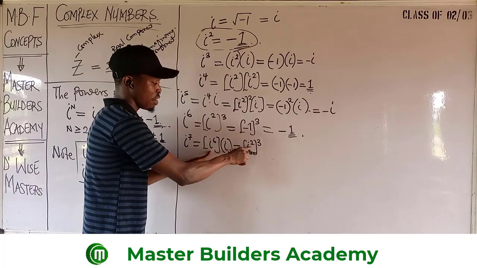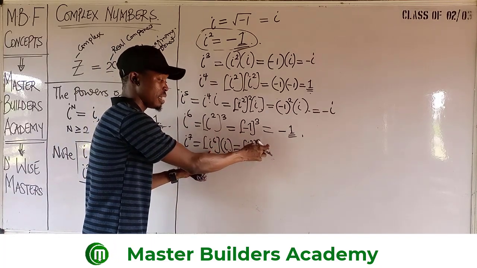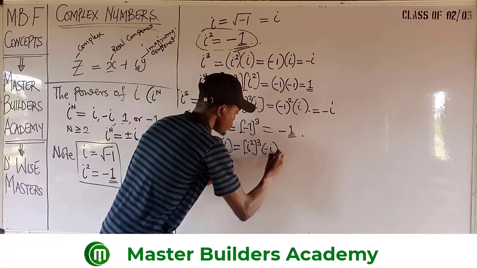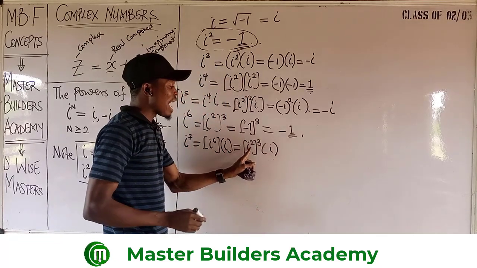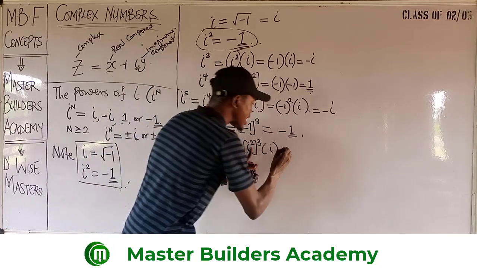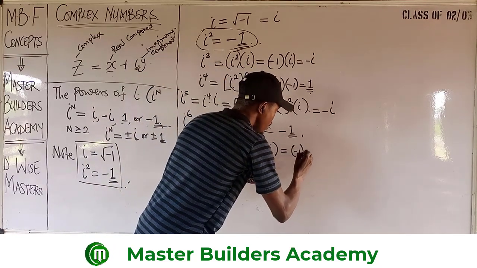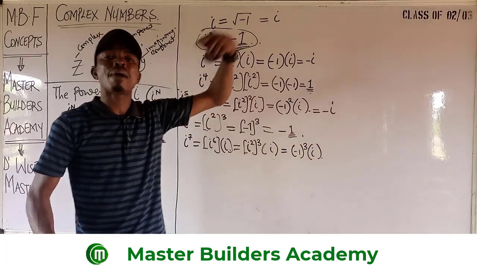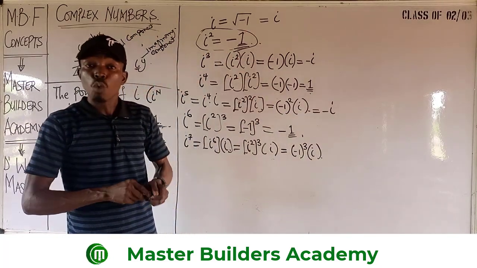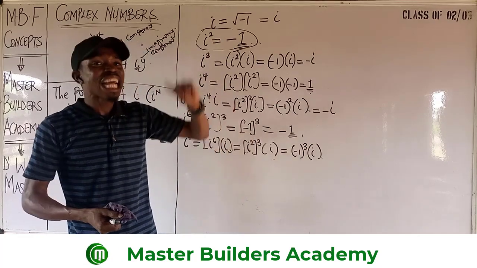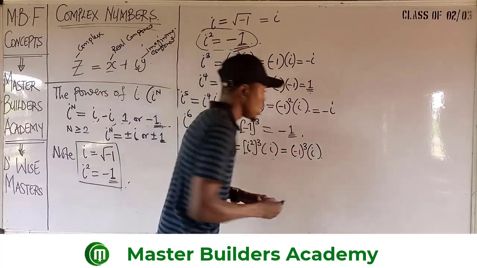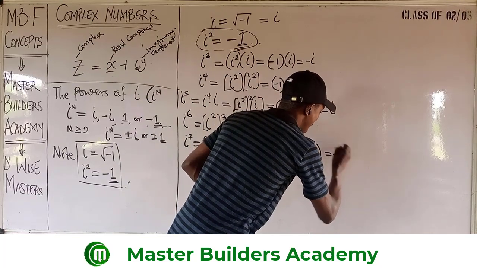So how do I break this down? i raised to the power of 6 can be given as i raised to the power of 2, raised to the power of 3. And this will give us i raised to the power of 6, then multiplied by this i. So i raised to the power of 2 is negative 1, raised to the power of 3, and then this is i. Now remember that negative 1 raised to the power of 3 will give us negative 1. And negative 1 times i will give us negative i.